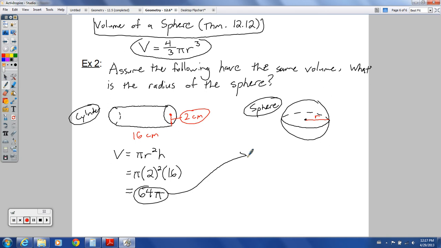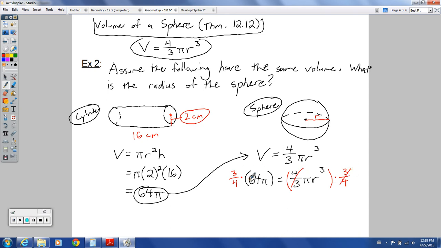And then take that and plug it into the volume formula for a sphere. You've got 4/3 pi r cubed. We're trying to solve for r, so plug in 64 pi right here. Now from there, how can we get rid of fractions like this? We can multiply by the reciprocal. We can multiply by 3/4. So I'm going to multiply both sides by 3/4. That will cancel with the 4/3.